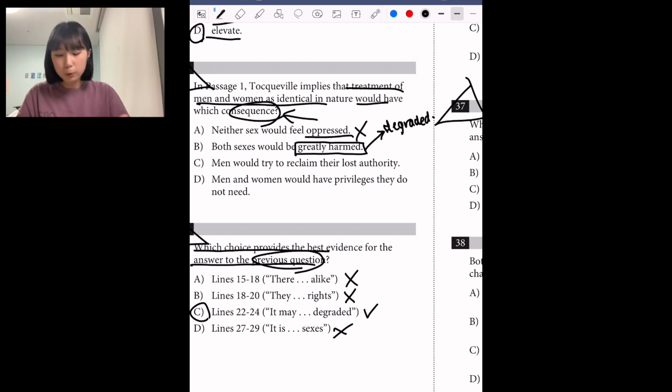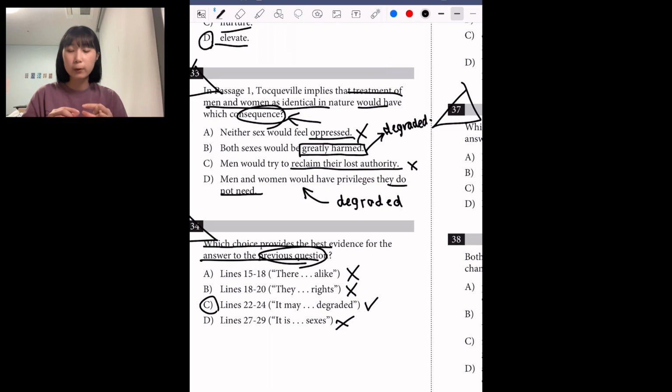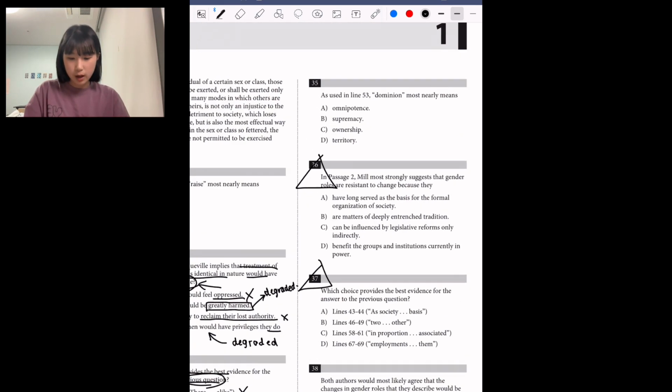And for C, men would try to reclaim their lost authority. There's nothing in that sentence that talks about men reclaiming their lost authority, so be careful. Just because it looks like it might be the answer and it looks elaborate, it is not always the answer. And choice D, men and women would have privileges they do not need. Again, this does have negative connotations, but this is too specific to be encompassed inside the one word of degraded, so B would be the best choice in this question.